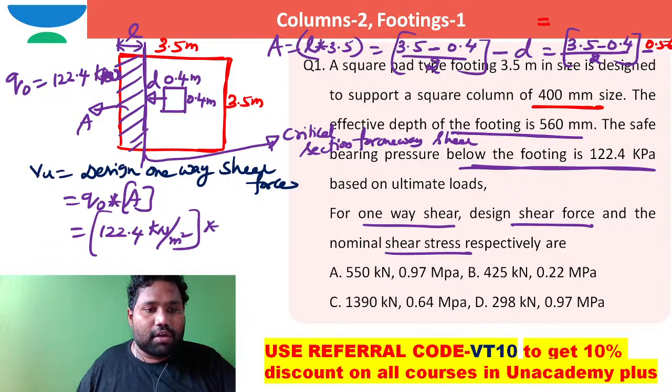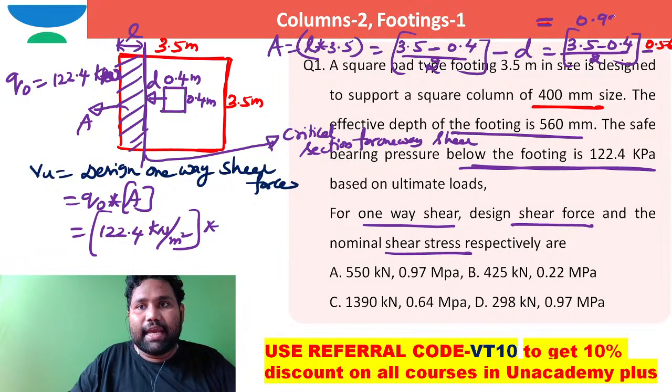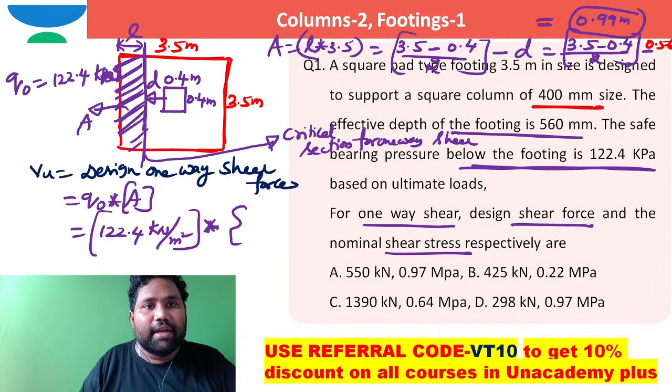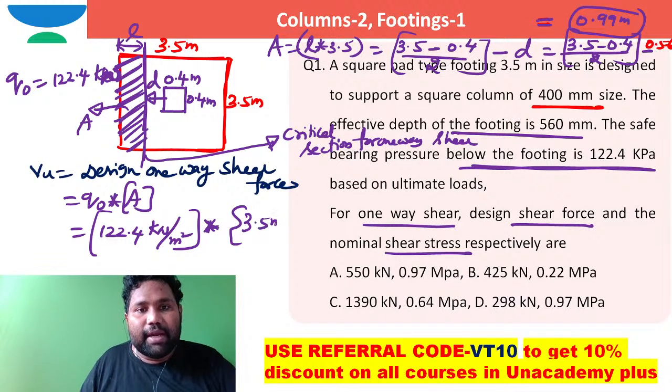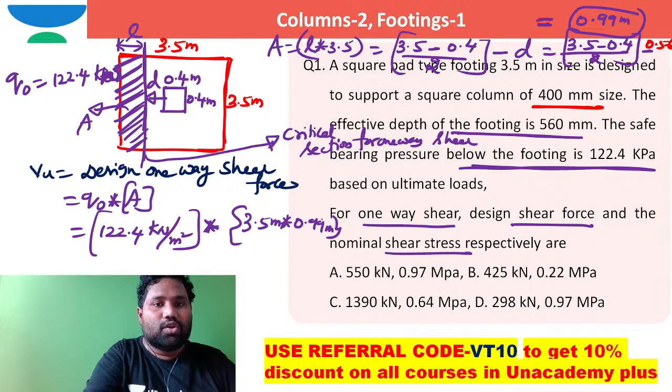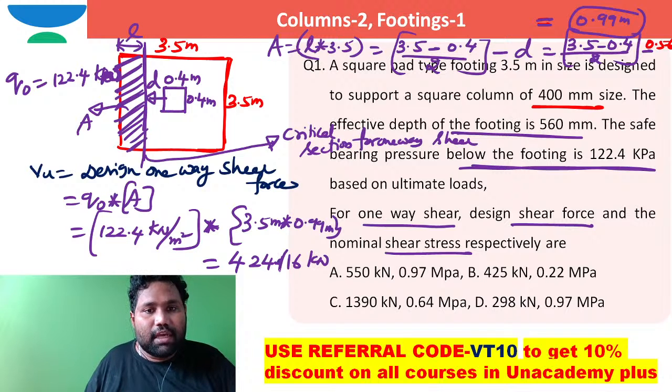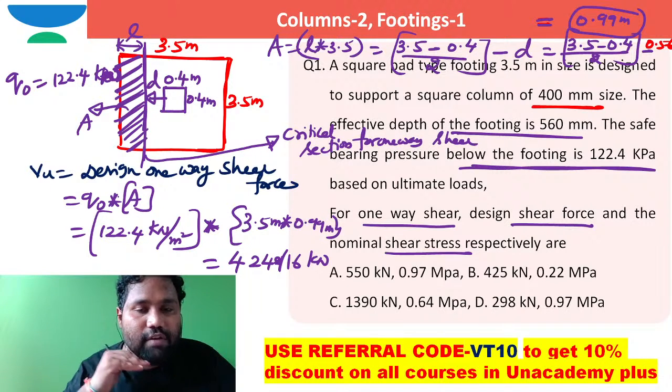If you work this out, the answer for this L will be 0.99 meter, right? So this area A, how can you write this? This hatched portion is 3.5 meter into L, so 3.5 meter into 0.99 meter. If you work this out, the answer will be 424.116 kilonewton. This is the answer for the design one way shear force.